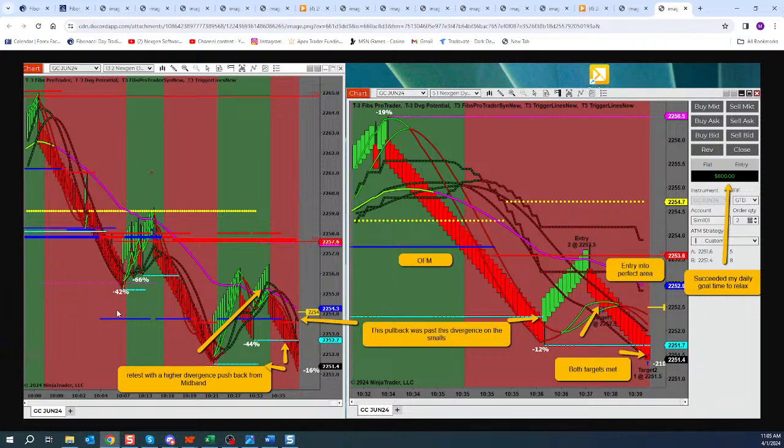All right. Retest with higher divergence, push back from mid-band. So you got a bad bottom, weak triggers. The pain of it's reached your max point. Oh, Jen, you've got new calluses coming. I'm going to warn you right now. We all do.